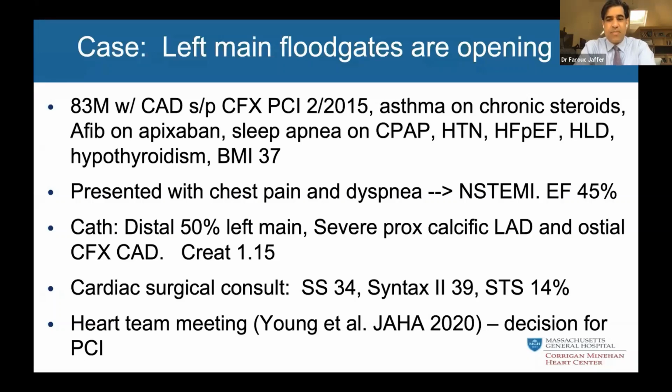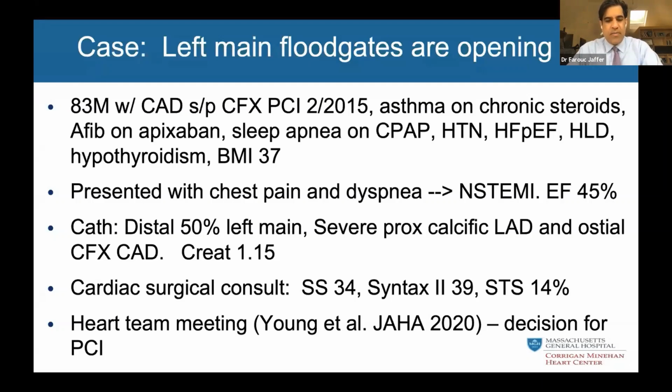He presented with chest pain and dyspnea, and was found to have a non-STEMI with an ejection fraction of approximately 45%. Catheterization, and we'll show these pictures, showed a distal 50% left main, severe proximal calcific LAD, and a really severe ostial circumflex lesion. Normal creatinine. He had a cardiac surgical consult, referred for surgery initially. His SYNTAX score was high. His SYNTAX 2 score was also high. But unfortunately, his surgical score for STS mortality was very high.